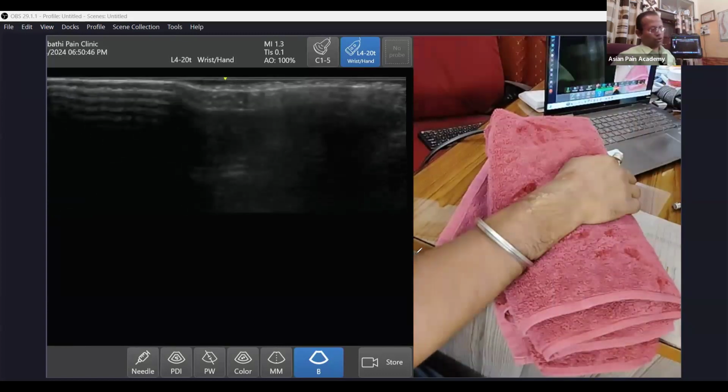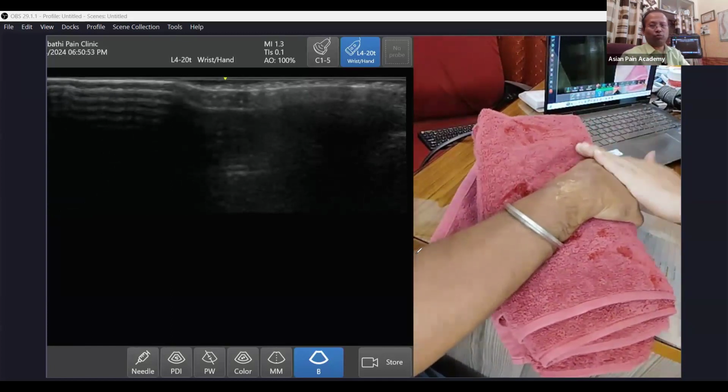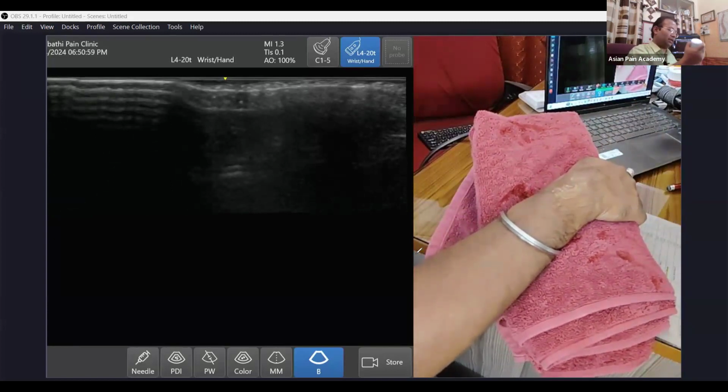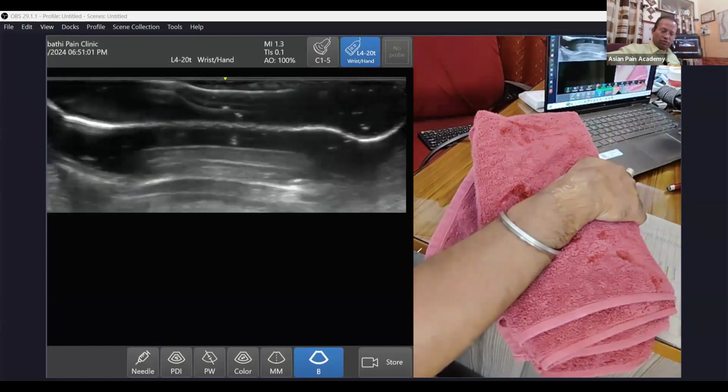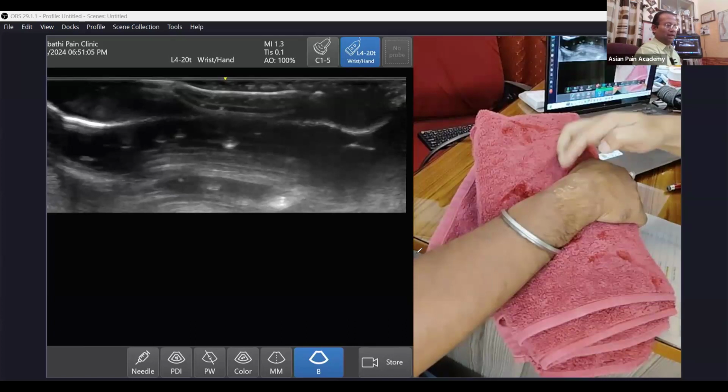Now comes what is there? Second thing, as I told you, small ligaments. So one ligament is the scapholunate ligament. Scapholunate ligament. So we can understand this as the proximal line.